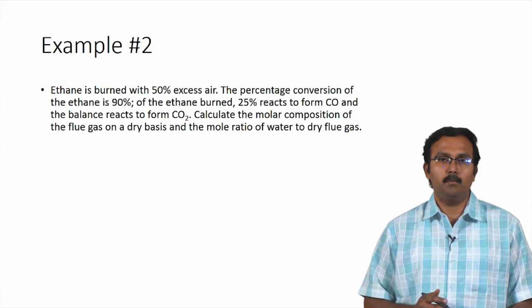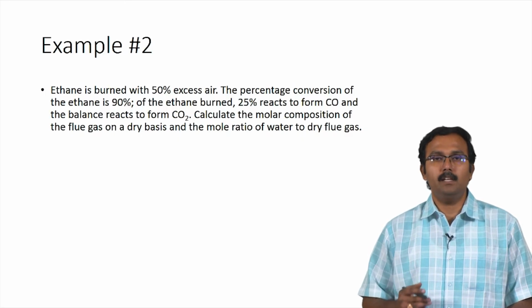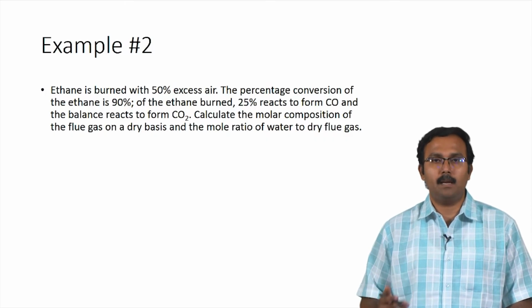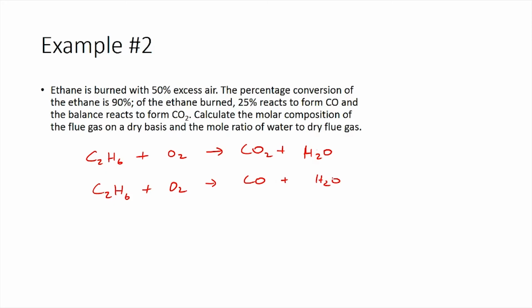That is why you have both carbon monoxide and carbon dioxide forming. So, ethane is the fuel gas. We now need to write two different equations, one for complete combustion and the other for partial combustion producing carbon monoxide. Let us write both these equations. Ethane, C2H6, reacting with oxygen to form carbon dioxide and water vapor would be the complete combustion reaction. Ethane plus oxygen forming carbon monoxide and water vapor would be the partial combustion reaction.